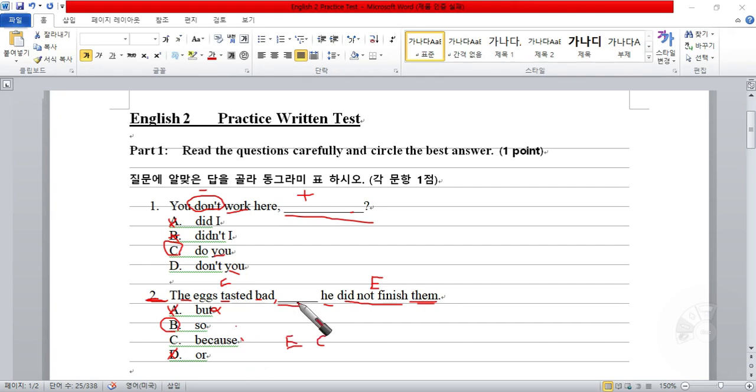Okay. The answer to number 2 is B. The eggs tasted bad, so he did not finish them. Okay, cause, effect. Let's move down to part 2.